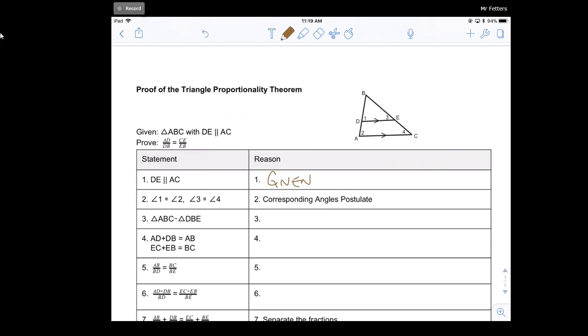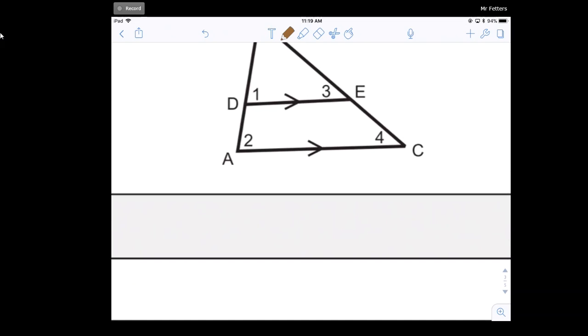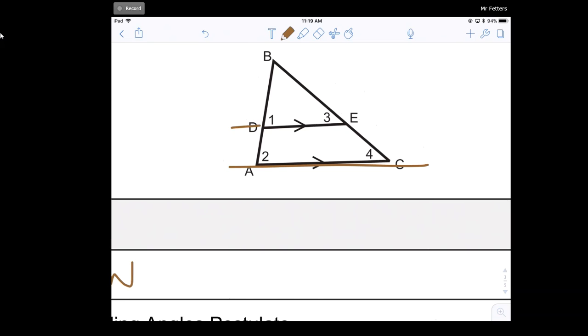there. And then I have that angle 1 is congruent to angle 2, and angle 3 is congruent to angle 4. And those are corresponding angle postulates, because if I look at it here, I have parallel lines cut by a transversal, and corresponding angles are congruent. So angle 1 and angle 2 are congruent because corresponding angles are congruent. And the same way for angle 3 and angle 4. There's my parallel lines and my transversal. Corresponding angles are congruent. So by that, I know that those two triangles, or those three angles, are congruent.